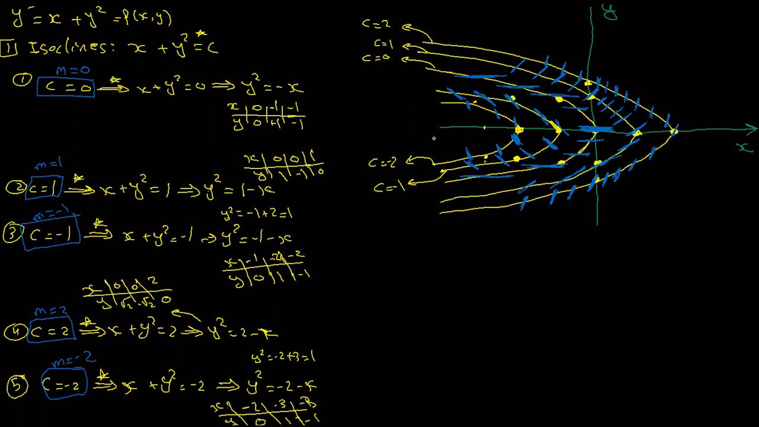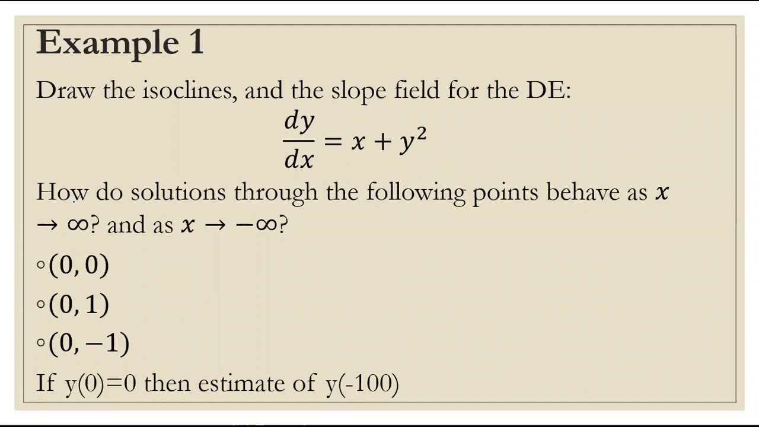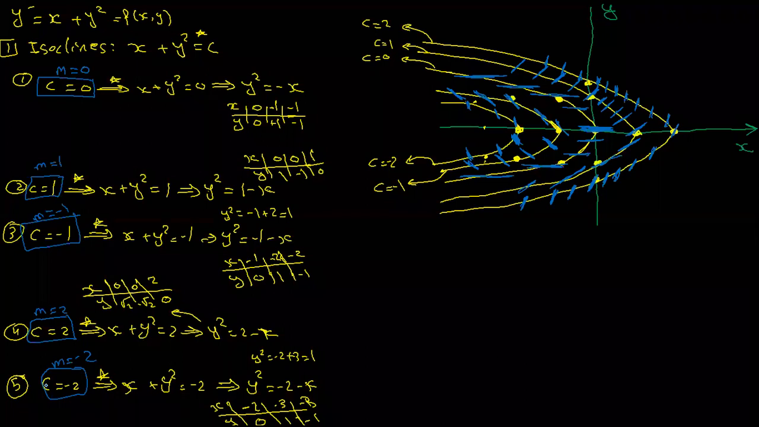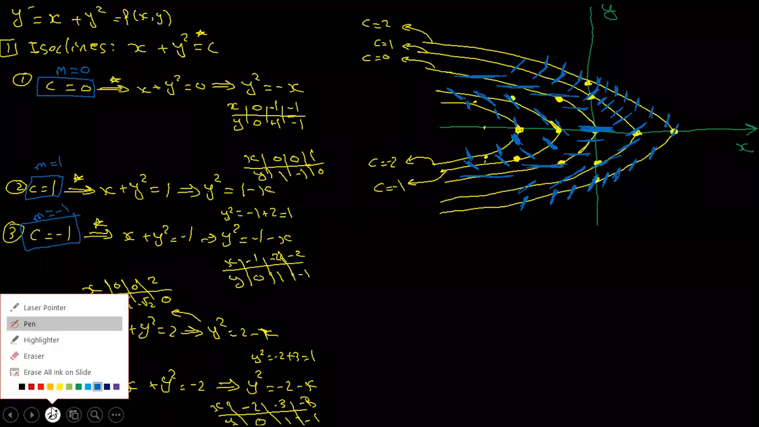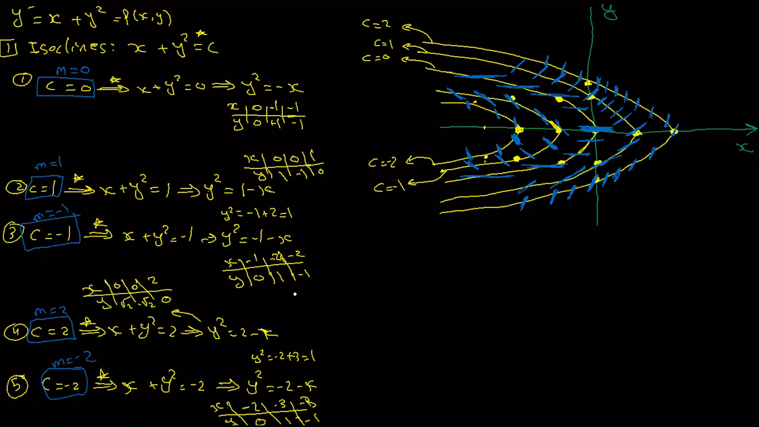Let me go to the second question. He asked me, how do solutions through the following points behave as x tends to infinity and x tends to negative infinity? Let me take the first point. Look here, you didn't draw the solution of the differential equation till now. You only graphed the isoclines and the slope field. Now I'm going to draw the first solution of the differential equation, which goes from the point 0, 0. I need you to draw the solution of the given differential equation without solving it, and that solution goes from the point 0, 0 here.